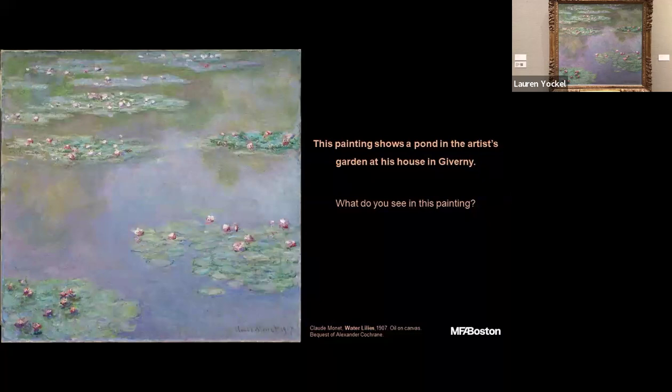I think I did see another one coming in. A couple of people are now adding to the chat that we also see reflections in the water.